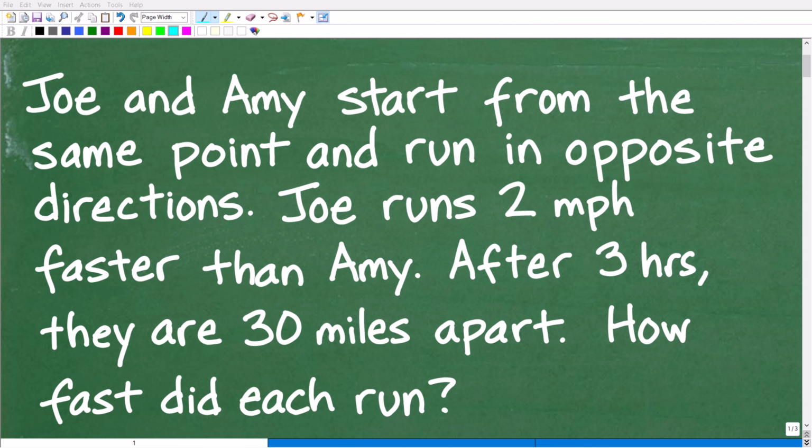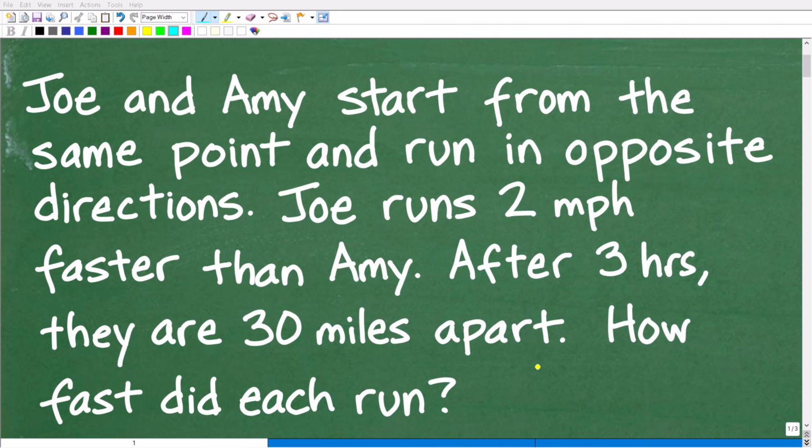So Joe and Amy start from the same point and run in opposite directions. Joe runs 2 miles per hour faster than Amy. After 3 hours, they are 30 miles apart. How fast did each person run? So, how can we get started with the solution to this problem?